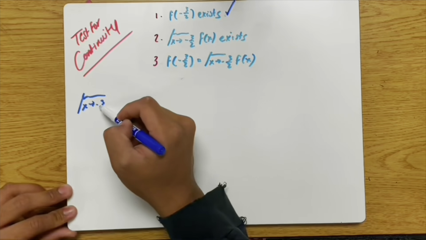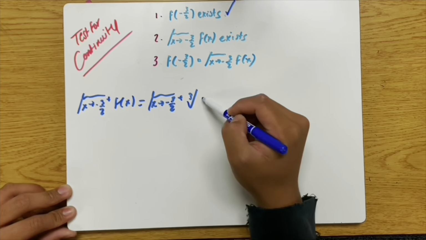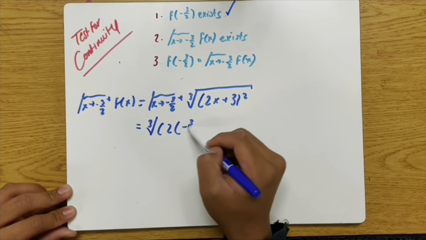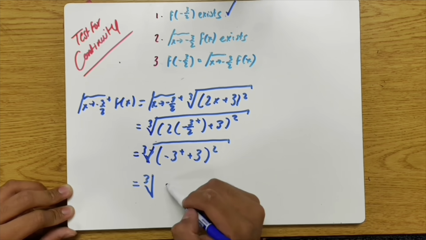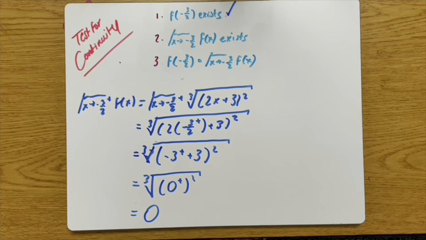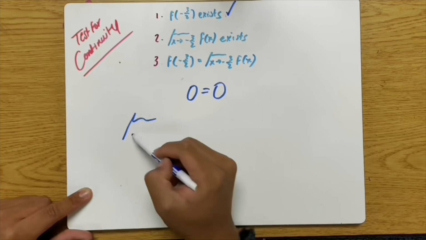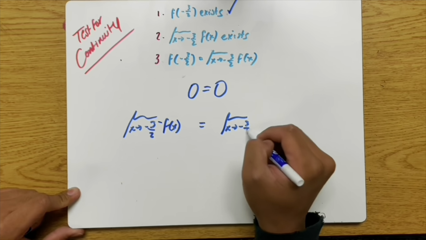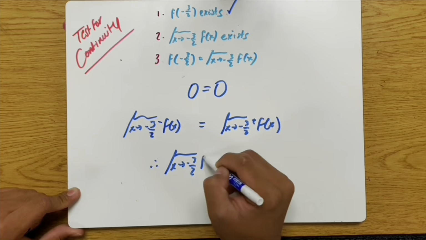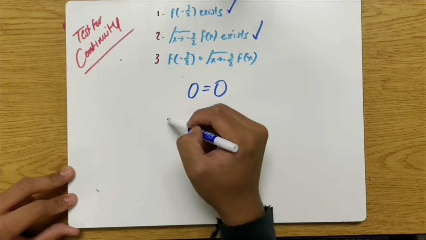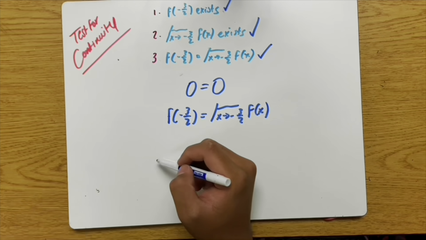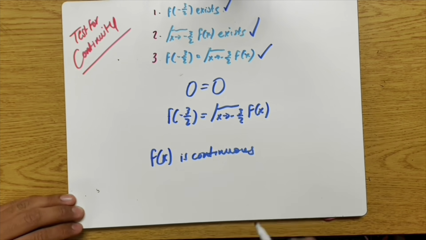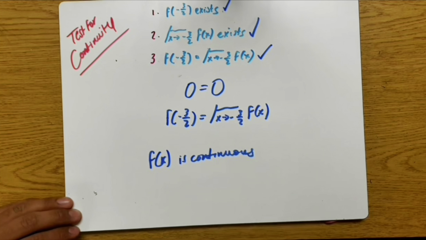The limit from the negative side equals 0, so that means in order for the limit of f of x to exist, the limit from the positive side must also equal 0. And as you can see here, the limit from the positive side also equals 0. Therefore, we can say that the limit from the negative side equals the limit from the positive side. Therefore, the limit as x approaches negative 3 halves of f of x exists. And since 0 equals 0, we can also say that f of negative 3 halves equals the limit as x approaches negative 3 halves of f of x. We can conclude now that f of x is continuous.